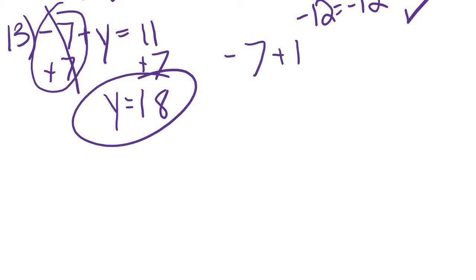So negative 7 plus 18 equals 11. These two have different signs, so they are going to fight. 18 minus 7 is 11, and the winner of that fight is going to be the 18 who is positive, so that's going to be a positive 11. 11 equals 11, so we are correct.